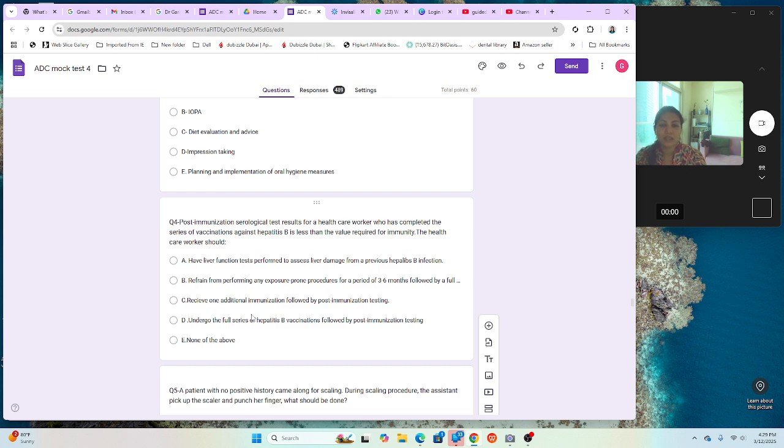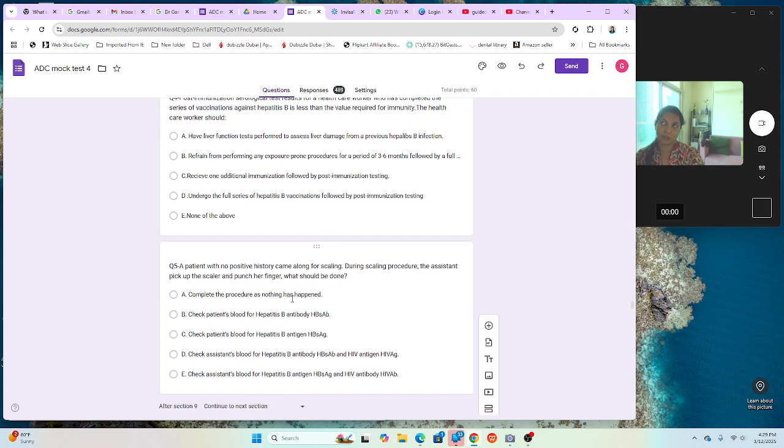But the question says the value is less than what is required. So there is some antibody, but it's less than what is required. That means she did receive vaccination, but it's not up to the mark. So you get a booster dose basically, and then you test again whether it has matched the level you're expecting. If not, you get another booster dose. This is for your prevention. You have to make sure, as it's your staff, you are kind of responsible for their health. So you have to make sure your staff gets it.